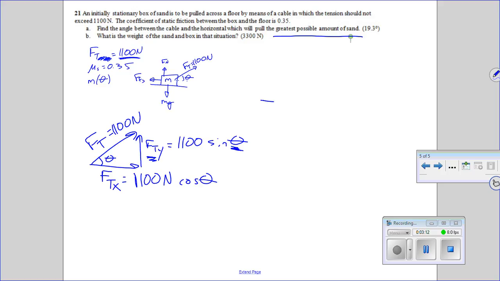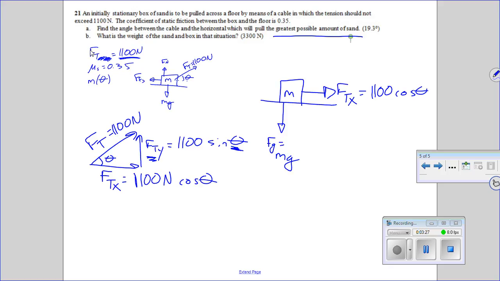So this will keep track of my signs, even if I do have a negative angle. Over here, I've got my mass. There's going to be tension pulling in the x direction with a force of 1,100 times the cosine of theta. We're going to have gravity pulling down with a force of mg, and a normal force. We're going to have a vertical force from the tension, which is 1,100 times the sine of theta. Keep in mind that this force could be down. I just drew it here as a placeholder, but if theta is negative, then this force will be downwards. So my normal force is going to be equal to my weight, mg, minus whatever this tension force is.